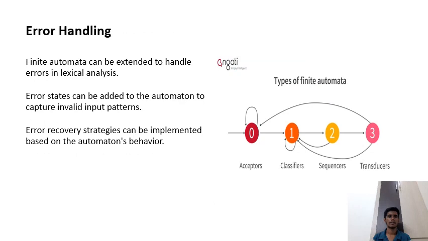Error handling. Finite automata can be extended to handle errors in lexical analysis. Error states can be added to the automaton to capture invalid input patterns. Error recovery strategies can be implemented based on the automaton's behavior.